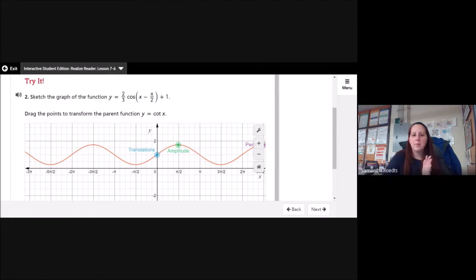So we looked at the period first. The period doesn't change. Then we looked at amplitude, which is 2/3, so it kind of squished it a little bit. Then we looked at the horizontal, which is your phase shift, left or right. It's minus pi over 2, so that's going to tell me that it's going to the right pi over 2 places. So from wherever it started, which at this point was negative pi over 2, we moved it to 0. And then it told me to go up 1.